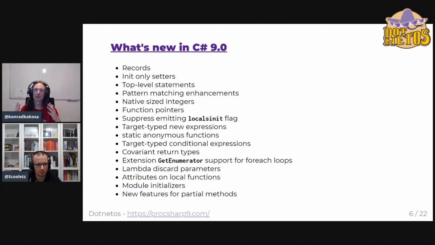So this list is copy pasted from this page. It is not in an order that may be any significant for us, but at least the 2 most important features are at the top of it. So we have records and init only setters. And I believe everyone can say that those are the 2 most important ones for an everyday, regular, typical .NET developer, whatever typical means. It is the most high-level feature that has been introduced: records and init only setters.